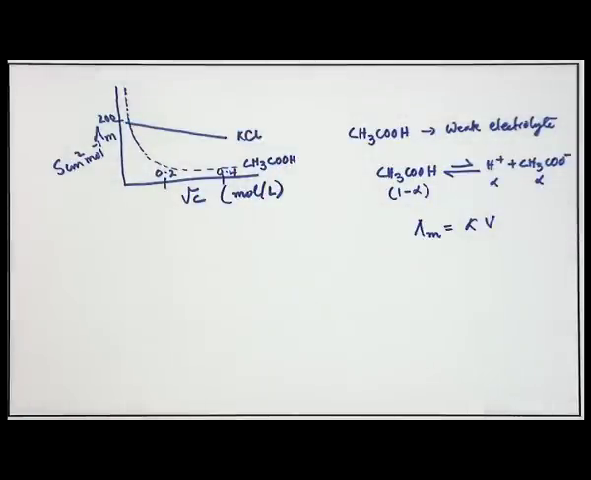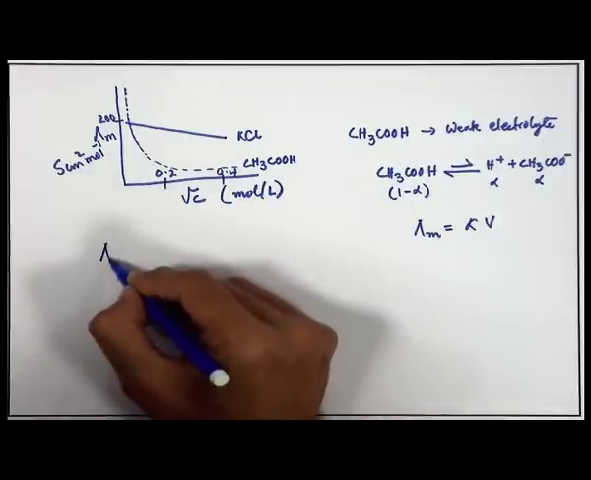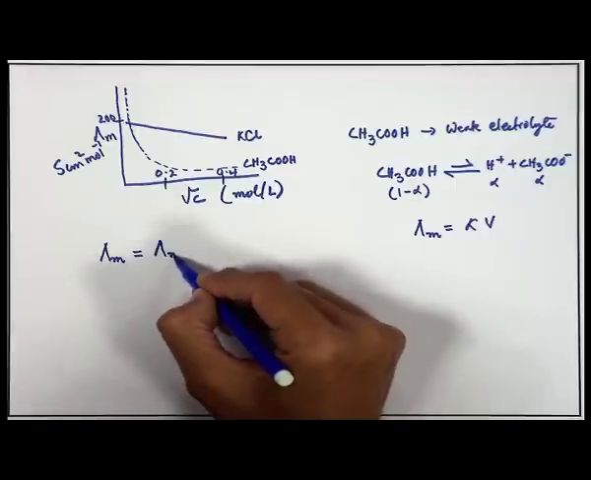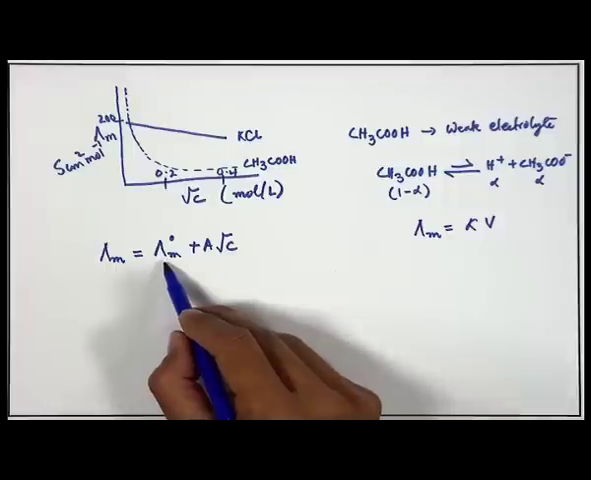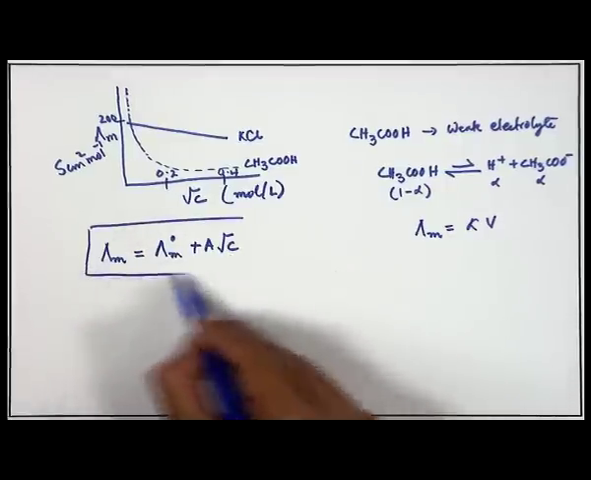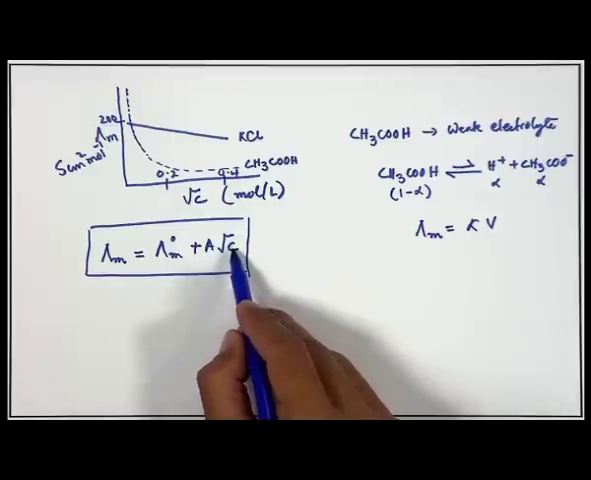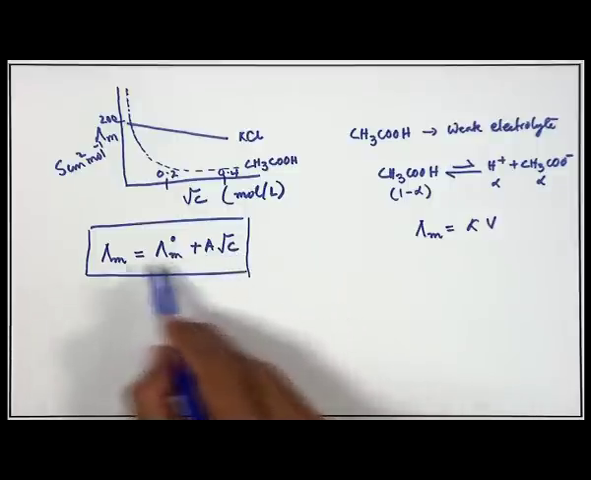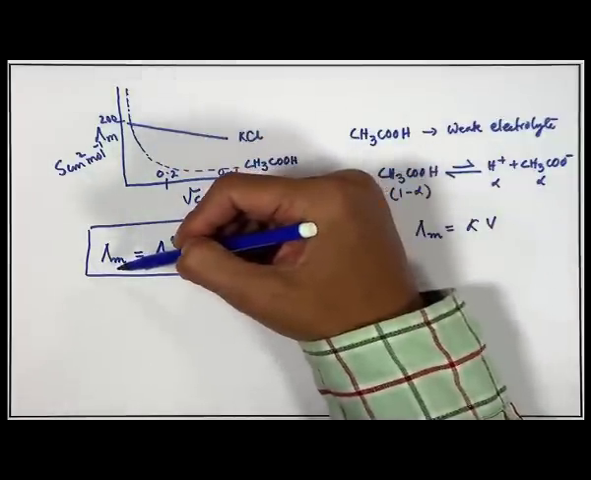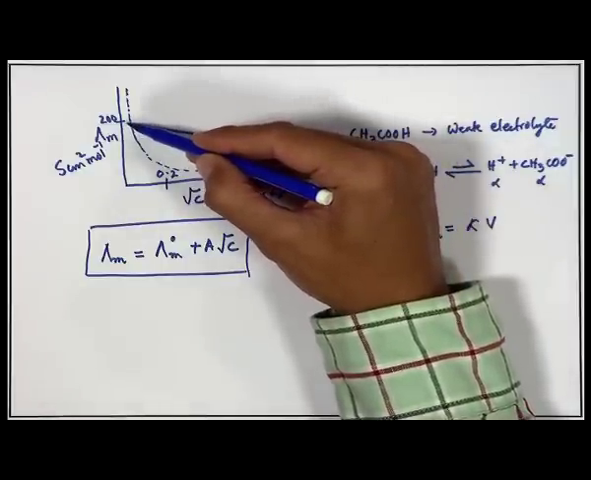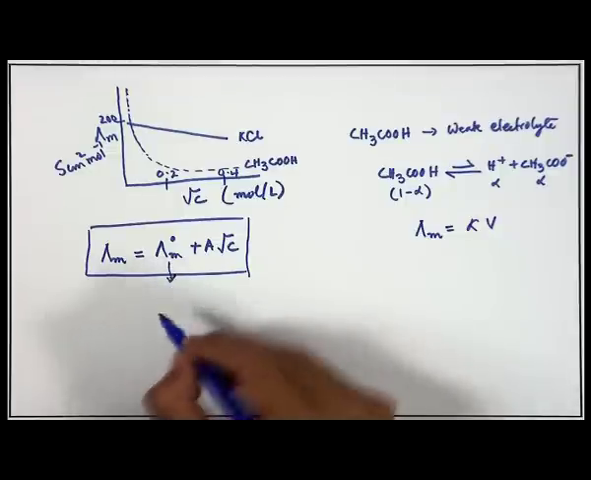So, for a strong electrolyte, lambda m, that is the molar conductance, follows a trend like this: lambda m 0 plus a square root of C, where lambda m 0 is a constant quantity. You can understand from here that if you go close to 0 concentration, that is the infinitely dilute condition, then whatever lambda m value you are expecting is nothing but lambda m 0. It is the value of lambda m extrapolated to 0 concentration. So, this is called the limiting molar conductance, or molar conductance at infinite dilution.